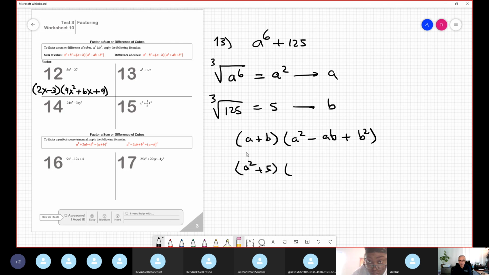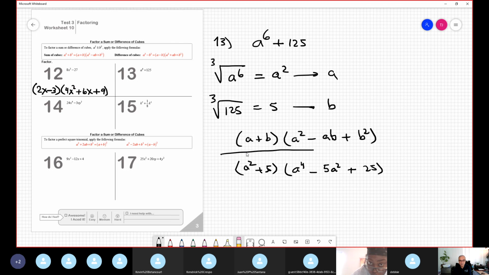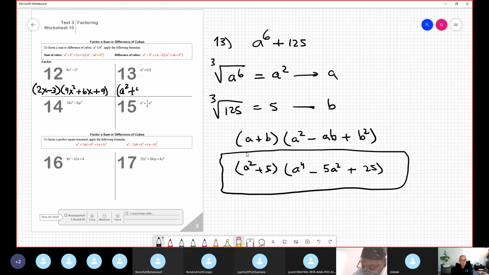And the trinomial part, we have a squared is a to the 4th power. Minus, multiplication of both gives 5a squared, plus the square root of 5, which gives 25. Okay, so we have a to the 4th power minus 5a squared plus 25. Super good.